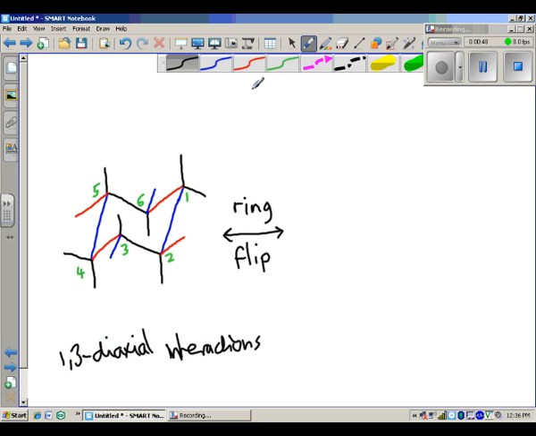Now, in order for us to actually do that, I need to make one of these hydrogens here, because right now I'm assuming all the bonds here are hydrogen. I'm going to make one of these a methyl group. So let's say I make this guy here a methyl, but actually I'm going to do it with two of them. I'm going to make this guy a methyl group too. So I have one methyl group that's axial, one methyl group that's equatorial. Okay.